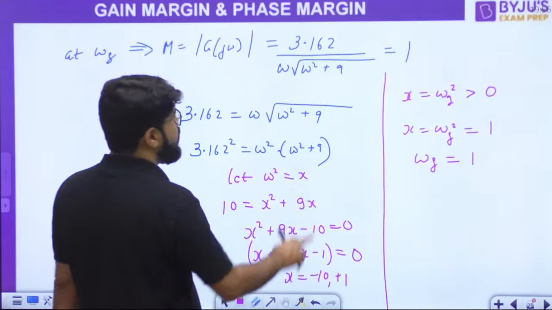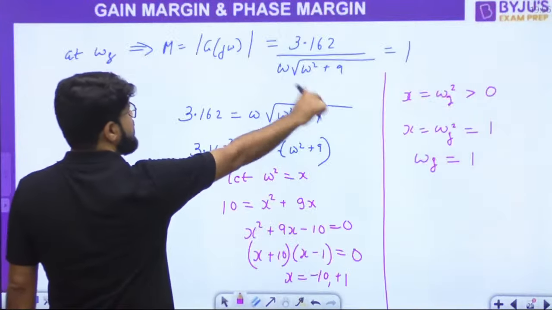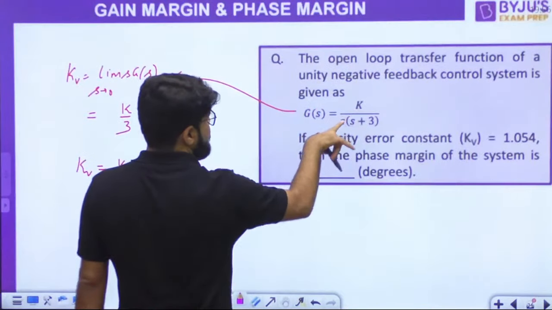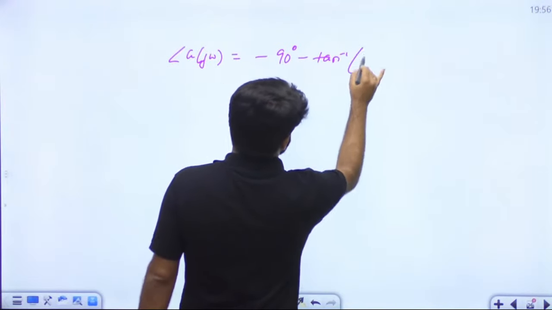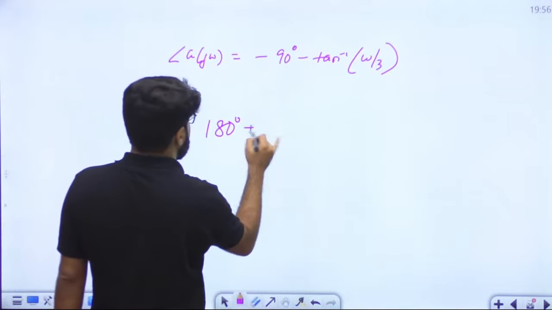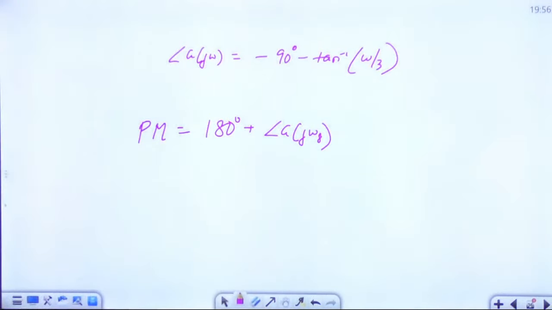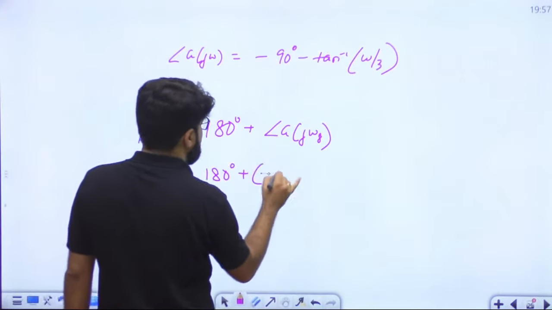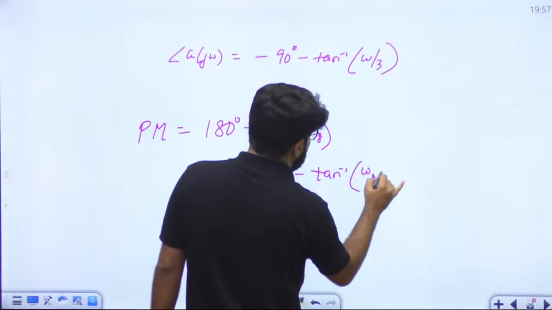Now we need the phase margin. So what is the magnitude? What is the angle here? What is the angle expression? We will work it out. So what is the angle of g(j omega)? Numerator is 0, then minus 90 minus tan inverse omega by 3. And then phase margin will be 180 degree plus angle g(j omega g), and that is equal to 180 degree plus minus 90 minus tan inverse omega g.